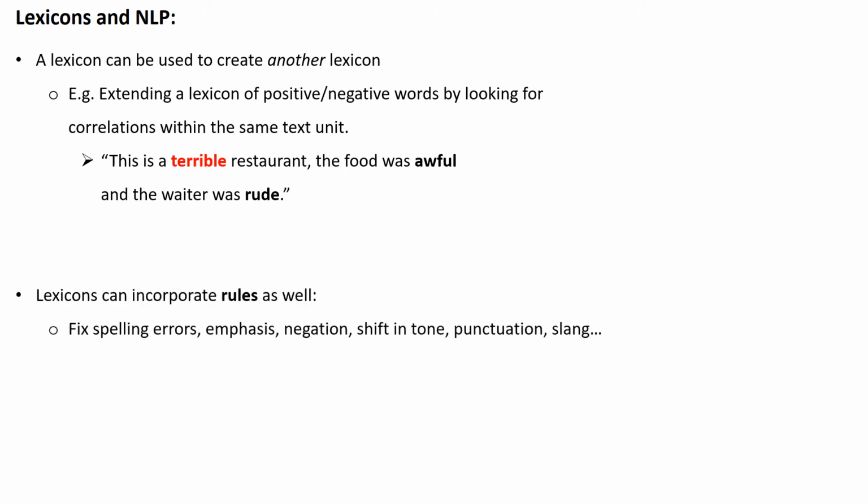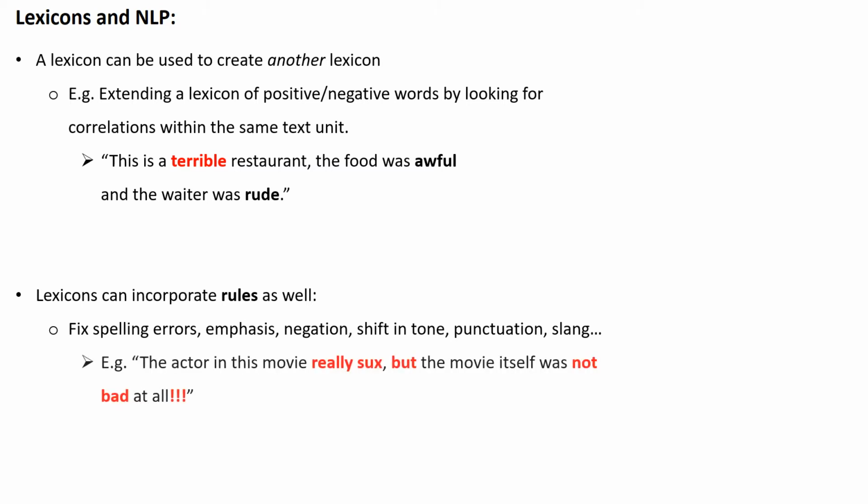Lexicons can also incorporate rules to deal with spelling errors, to create rules for emphasis, negation, shift in tone, punctuation, etc., etc. Let's take an example here. The sentence, "The actor in this movie really sucks, but the movie itself was not bad at all." This is a complicated sentence for several reasons. First of all, there's a shift in tone. So the first part of the sentence is negative, the second part of the sentence is positive.